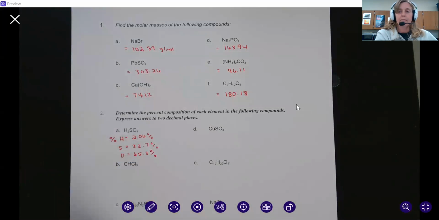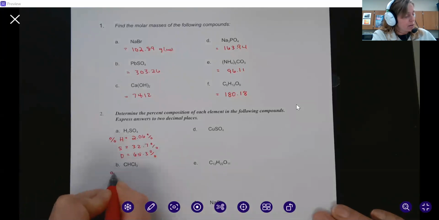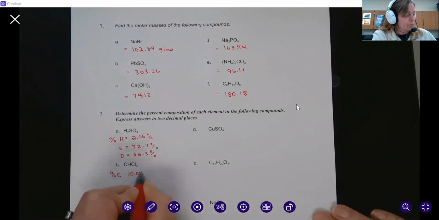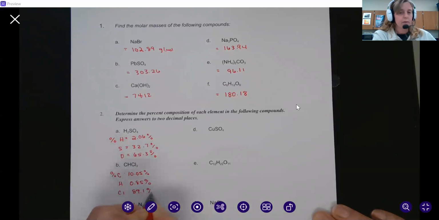Okay, all right, so do that math. Remember, you're going to take each individual mass divided by the total times 100. Okay, so now part B, you're going to do the same thing. So percent of carbon is going to equal 10.05%. Okay, hydrogen is going to be 0.85%, and chlorine is going to be 89.1%.